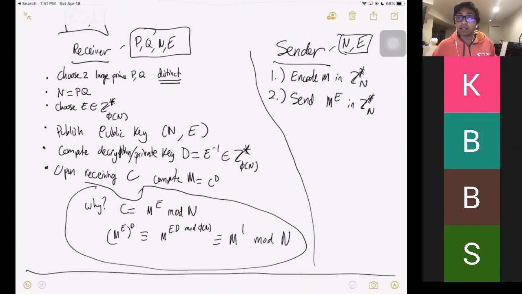But yeah, you're completely right. Cool, yeah. So since we know P and Q, we can easily calculate phi of n, which is P minus 1 times Q minus 1. And how are you going to figure out D, the inverse of E in Z star phi of n, if you don't even know what phi of n is as a number? So there's an assumption here, and that leads really well into question 3.